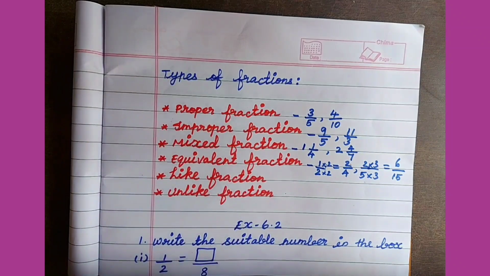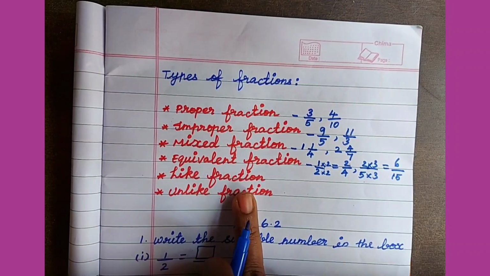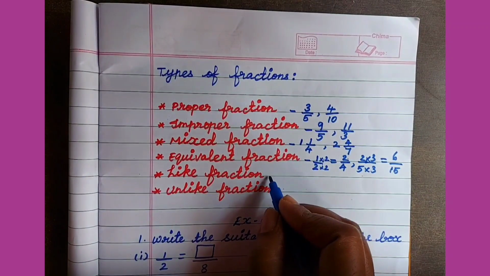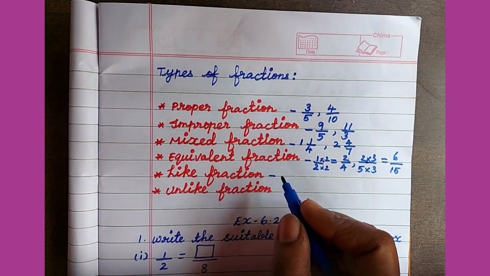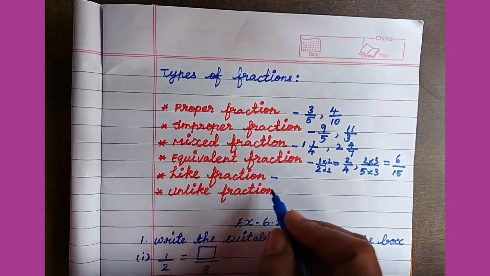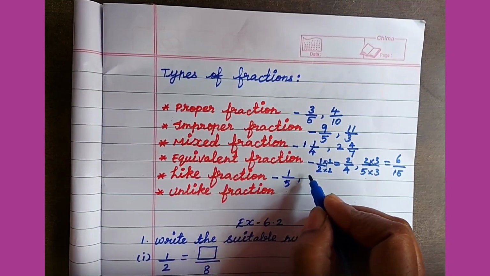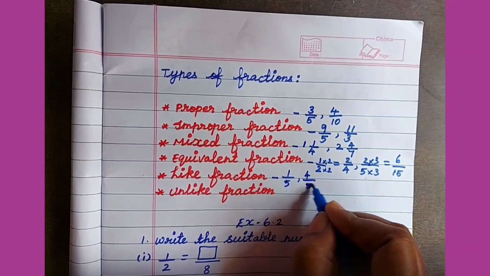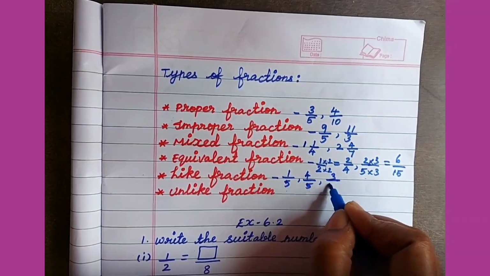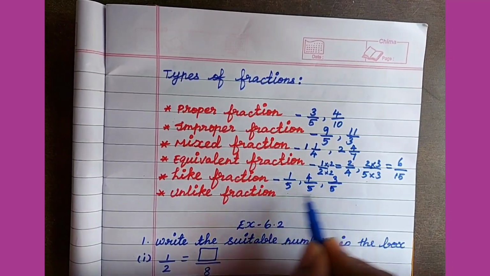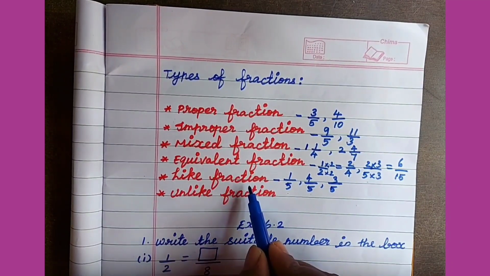Next one, like fractions. Like fractions means fractions with the same denominators are called like fractions. So the denominator values are the same, which means we can say the type of fraction is like fraction. For example, 1 by 5, 4 by 5, 3 by 5.